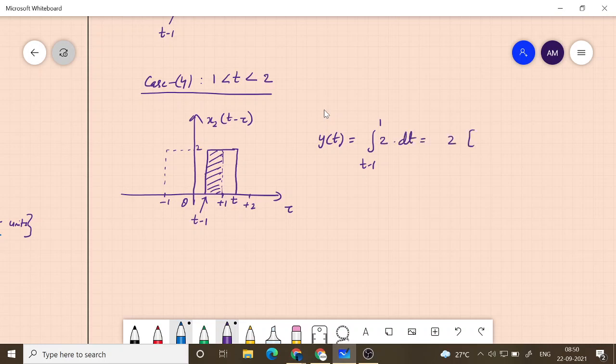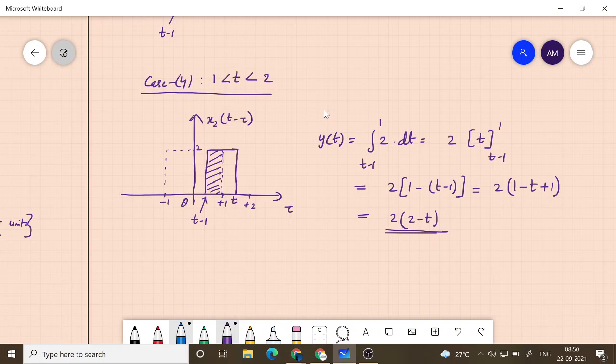So that is where it is equal to 2 dt. 2 is constant, integral of dt is t, from t minus 1 to 1. So that is equal to 2 into 1 minus t minus 1. t into upper limit is 1, lower limit is t minus 1. So that is equal to t into 1 minus t plus 1, which is equal to 2 into 1 plus 1 is 2, 2 minus t. So this is what we are going to get.